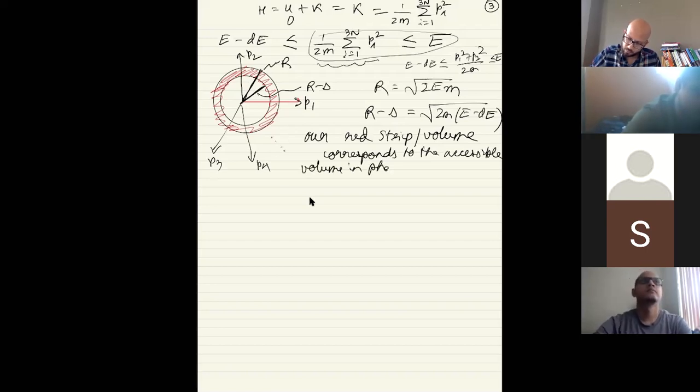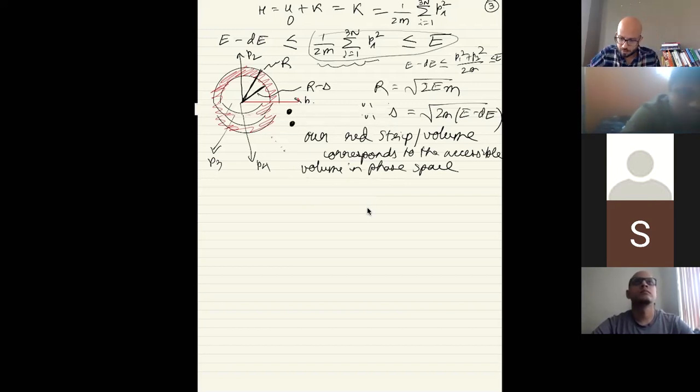What do I mean by this? What I mean by this is that any other part, if you were looking at a point here, or if you were looking at a point here, these points are not in accessible parts of phase space. Why? Because for these two on the inside, their energy is below E minus dE. This one on the outside, its energy is higher than E. So they are not allowed. The only allowed points are lying on this strip.